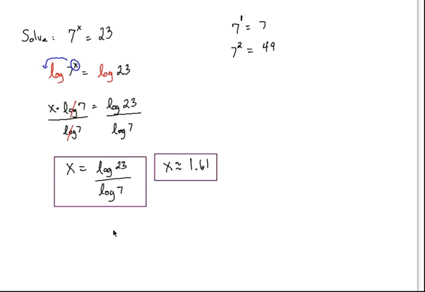Okay, now let me give you one to try here. Two times 5 to the x power plus 1 equals 9. Okay, take about 30 seconds.